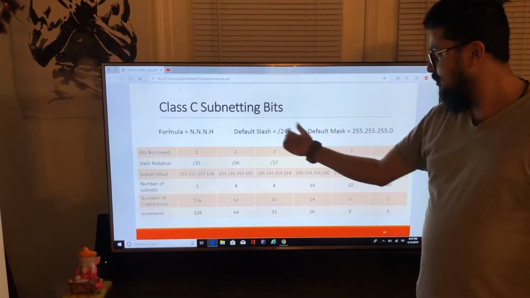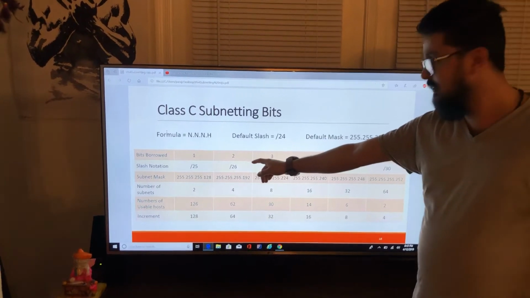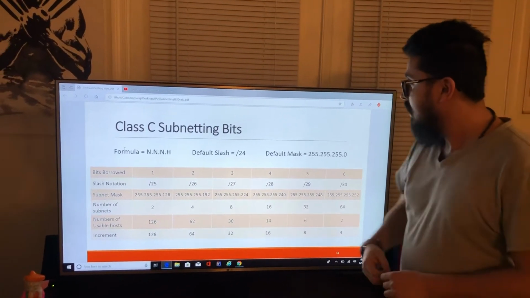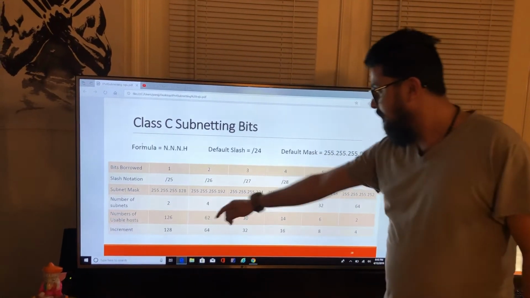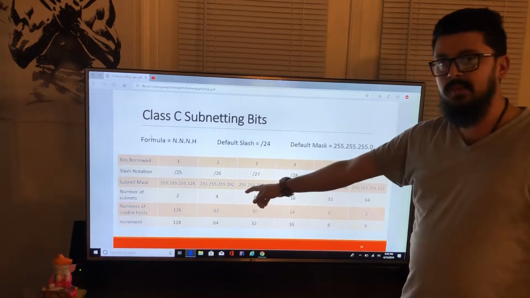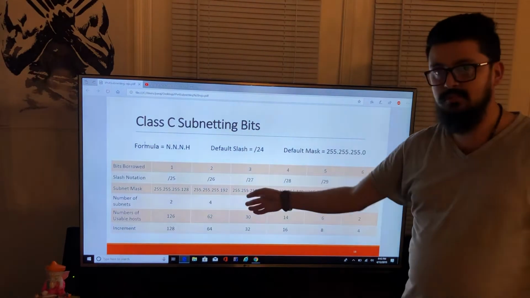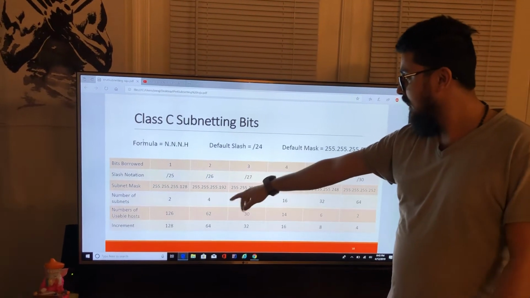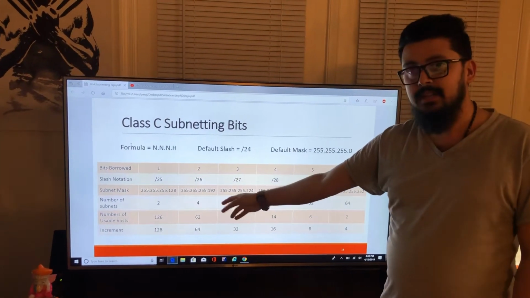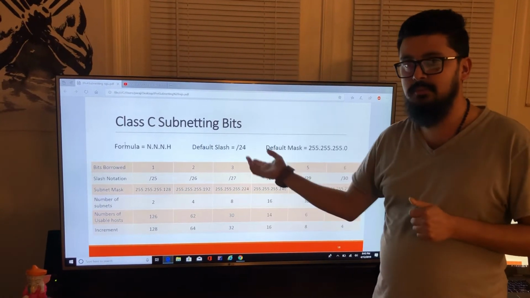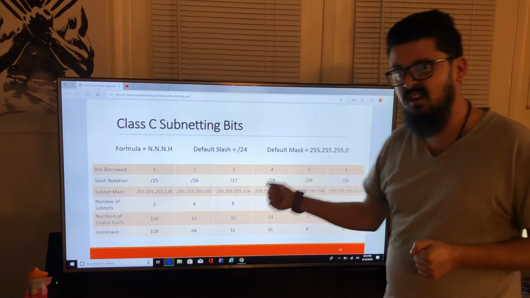Adding 2 to the /24 gives us /26, and the subnet mask would be 192. Here, the number of subnets is 4. This is because 2 to the power 2, since we borrowed 2 bits here, gives us 4. And for the hosts, it's 2 to the power 6 minus 2, which gives us 62, and the increment is 64, as the possible number of hosts is 64.